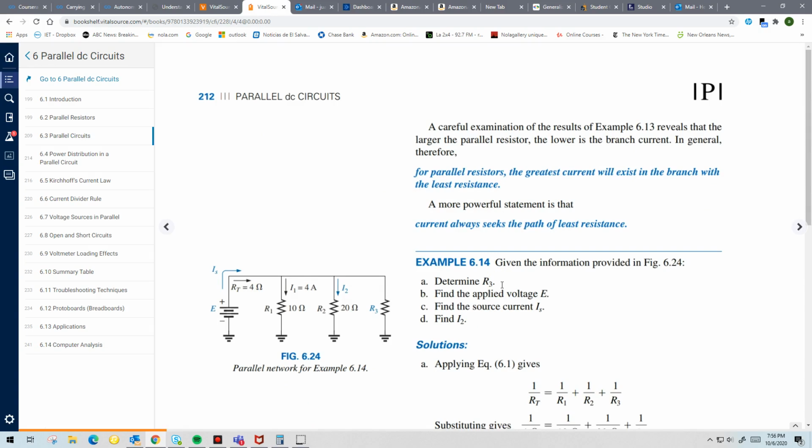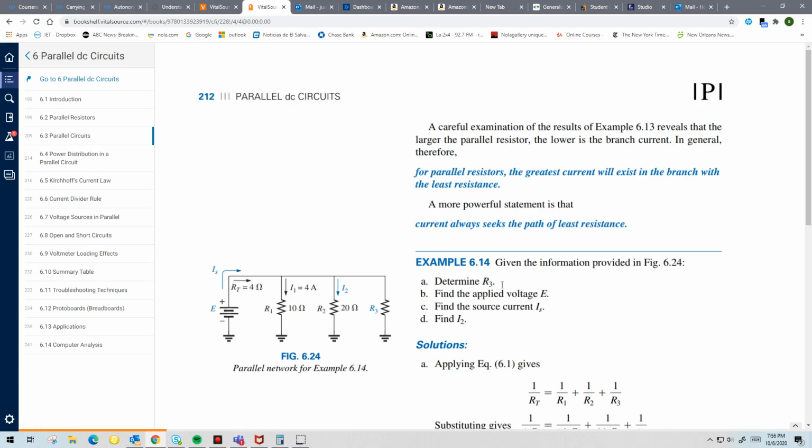Another rule to remember is that for parallel resistors, the greatest current will exist in the branch with the least resistance. And that kind of makes sense, right? Because of the resistance-current combination. Resistance and current are inversely proportional, remember Ohm's law. Which is another way of saying that current always seeks the path of least resistance. Most of the current is going to go where it sees the lesser resistance.